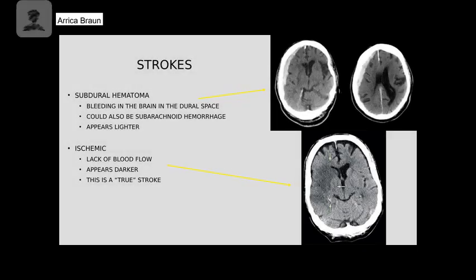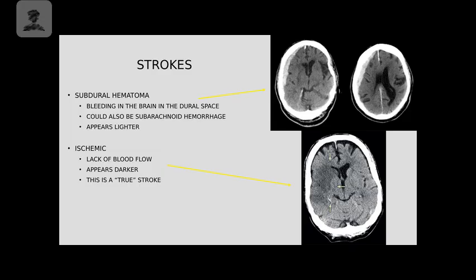Okay, so a subdural hematoma, this is what we think of as hemorrhage. So we are bleeding in the brain. Typically, it's going to be in the dural space. So in one of the meningeal layers, there's going to be blood involved. When we have this, we are very concerned for the patient because it can cause a lot of damage and it can continue to bleed and bleed and bleed.